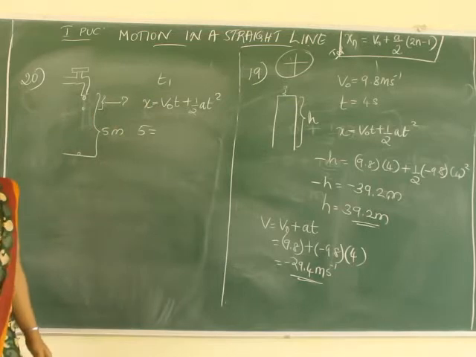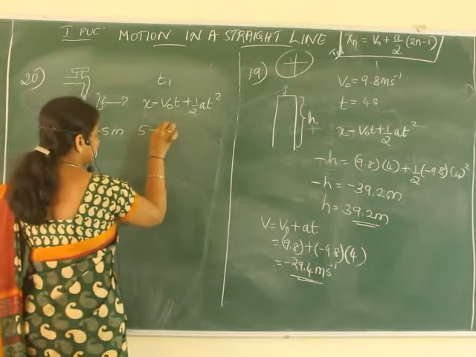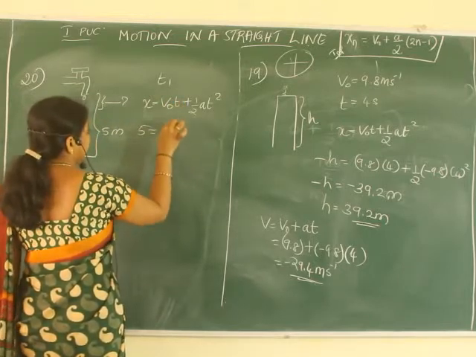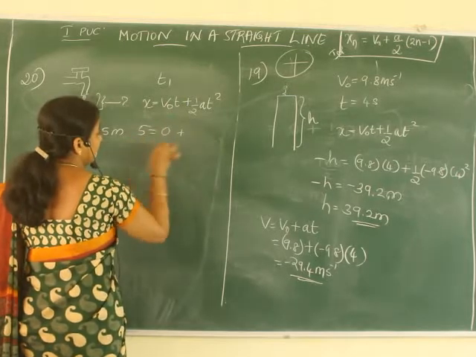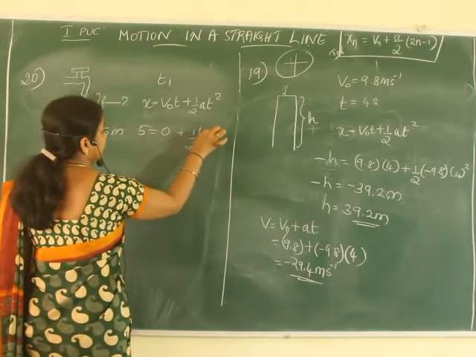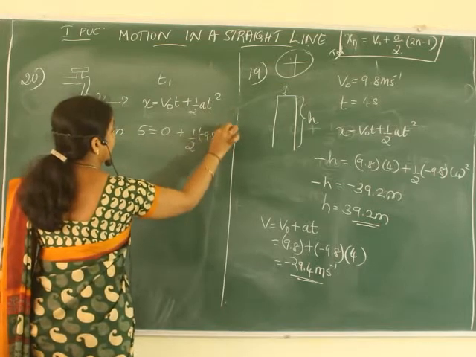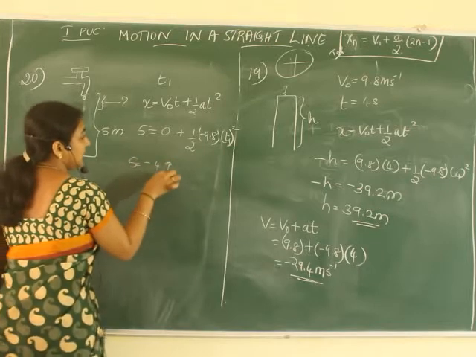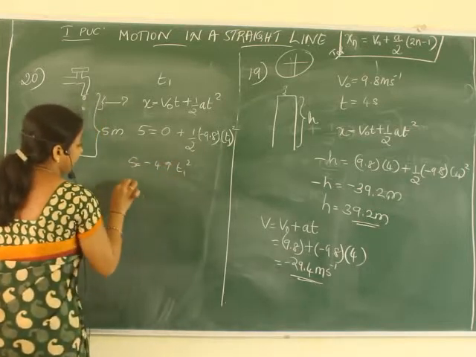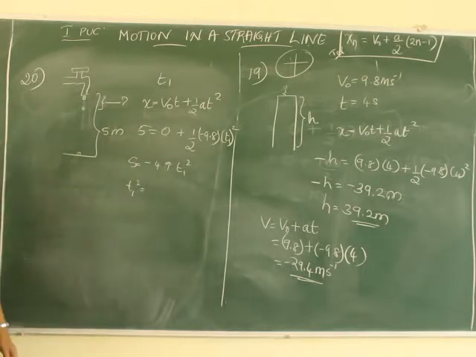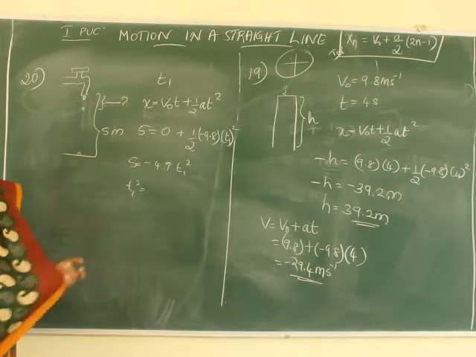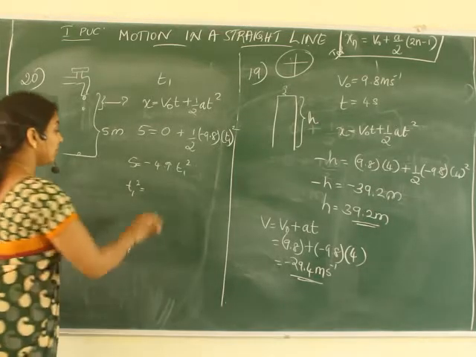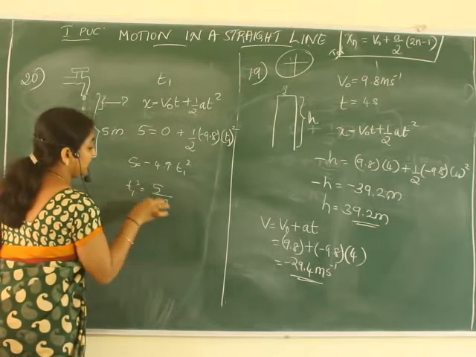What will be the initial velocity? Initially it starts from rest, so the initial velocity is 0. Time T1, but the first term is 0, so I will not write it, plus half times the acceleration due to gravity times T1 square. So 5 is equal to minus 4.9 T1 square, or T1 square is equal to 5 by, what is the answer? Minus 4.9. Correct?